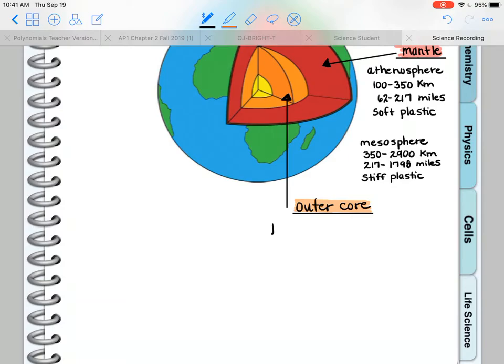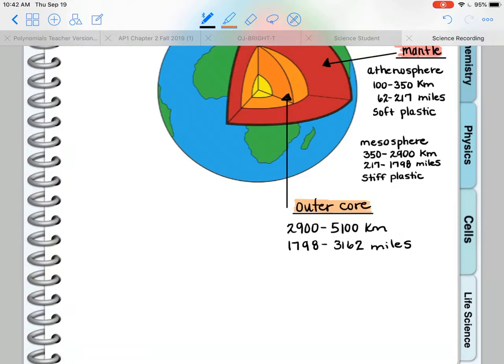It is, I'm sorry, I'm supposed to start with kilometers, I can't read my own handwriting, guys. 2,900 to 5,100 kilometers deep, or 1,798 to 3,162 miles deep.